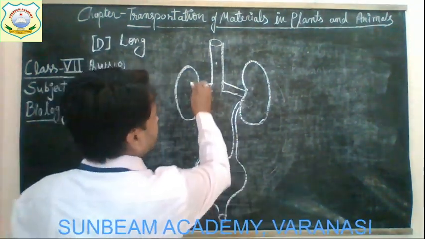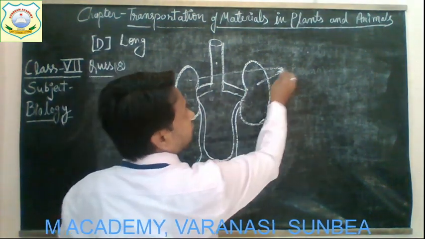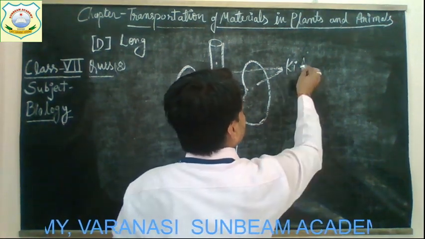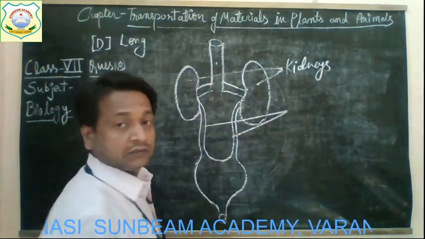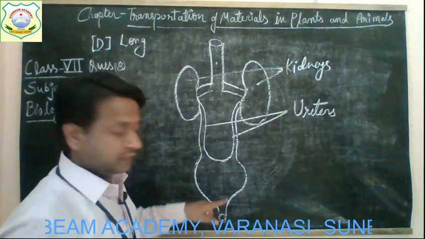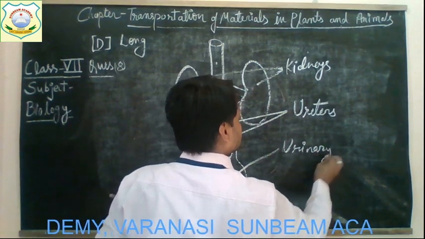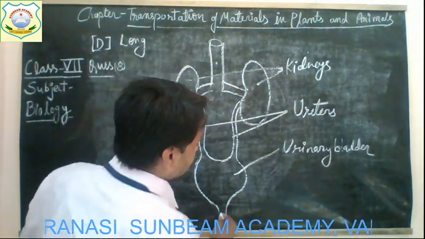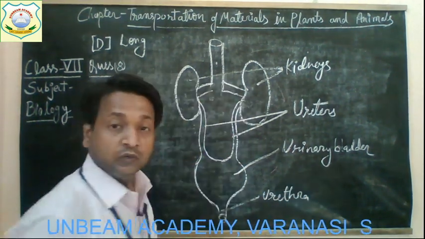All right, children. So these four main organs which combine to form the urinary system are, this first one is kidney, these two tubes are ureters, this muscular sac-like structure is urinary bladder, and this opening is urethra.